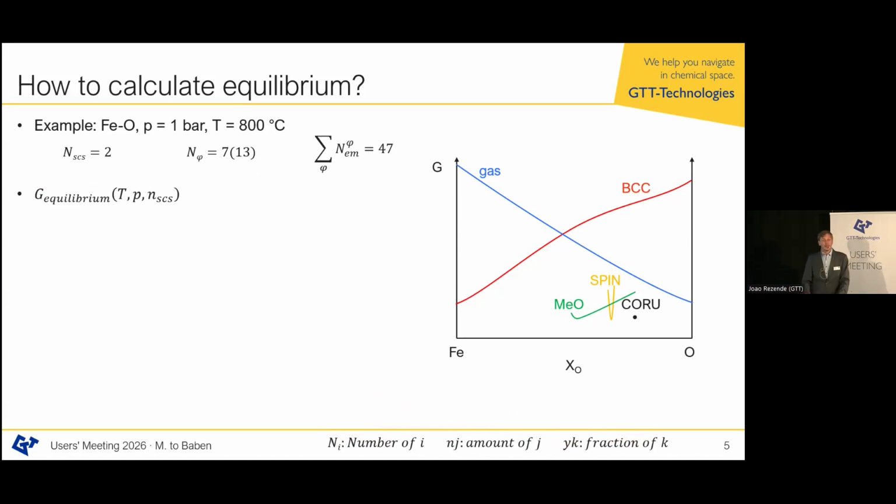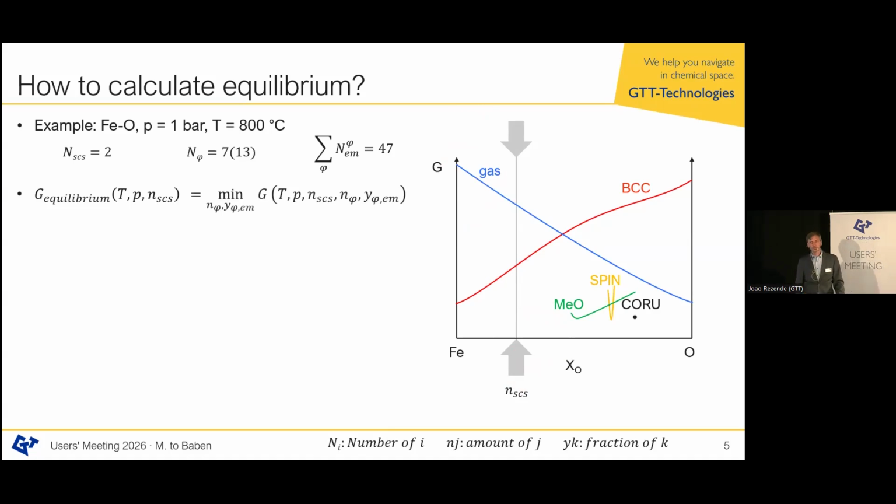Good. Our goal is to find the equilibrium Gibbs energy as a function of temperature, pressure, and amount, so small n, of our system components. Good. How do we do this? So let's take a case here where we have some composition. So this is our NSCS vector, essentially. In this case, it's just one number, because it is a fraction as it is depicted here. And we want to know what is the minimum Gibbs energy for this composition.